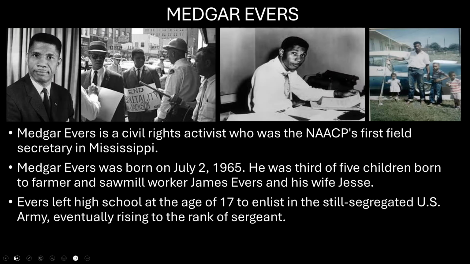Medgar Evers. Medgar Evers is a civil rights activist who was the NAACP's first field secretary in Mississippi. Medgar Evers was born July 2nd, 1925. He was third of 5 children born to a farmer and a sawmill worker, James Evers, and his wife, Jessie. Evers left high school at the age of 17 to enlist in the still segregated U.S. Army, eventually rising to the rank of sergeant.